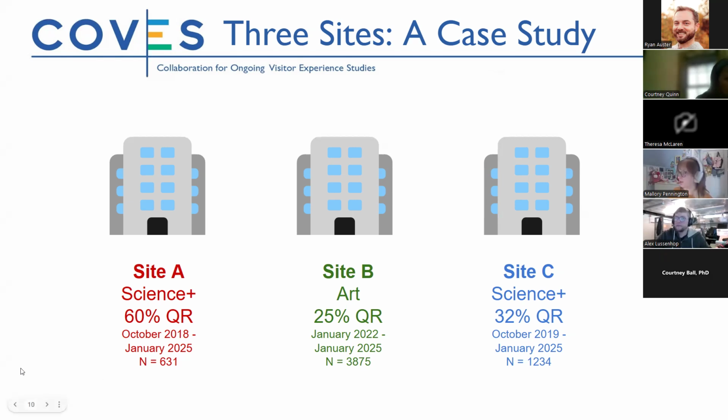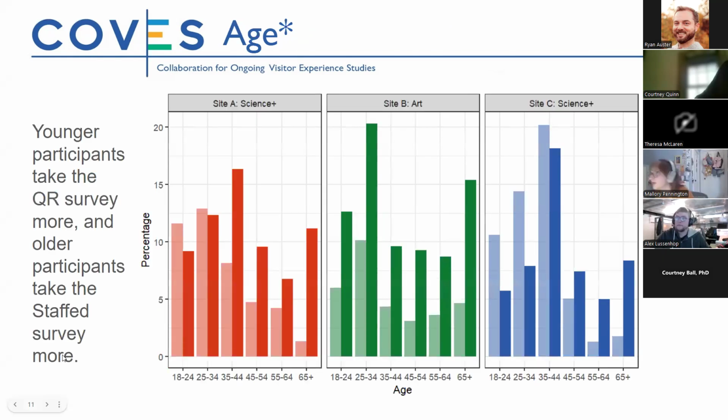So I will get us started talking about age. This is one of the strongest trends that you will probably see. This is true at all three of the sites that we have here. And I will tell you that it's probably true at your site too. This is a very consistent finding. But as these graphs demonstrate, younger participants take the QR survey more than older participants do, and older participants take the staff survey more than they take the QR survey. In some cases, we are really dropping very, very low in these upper age categories, like 55 to 64 and 65 plus on the QR survey.